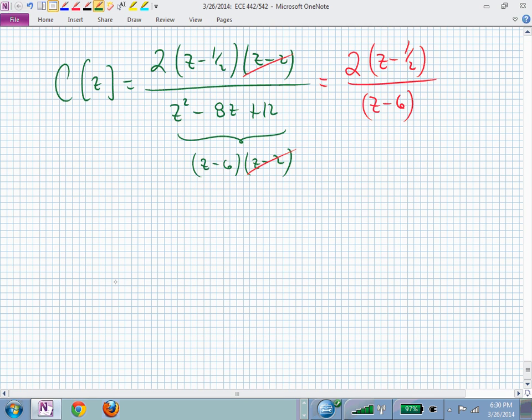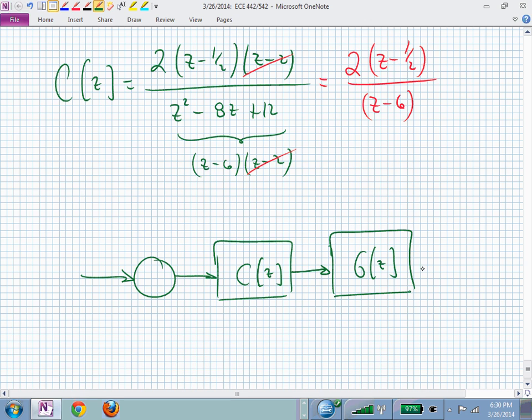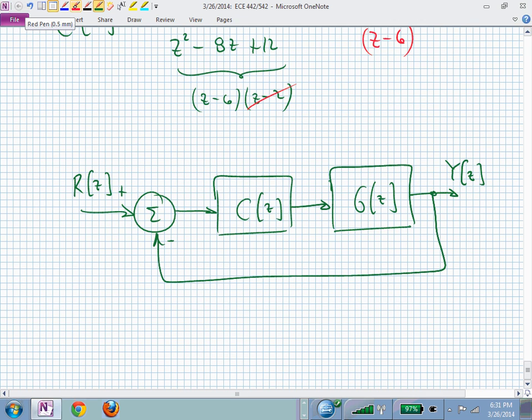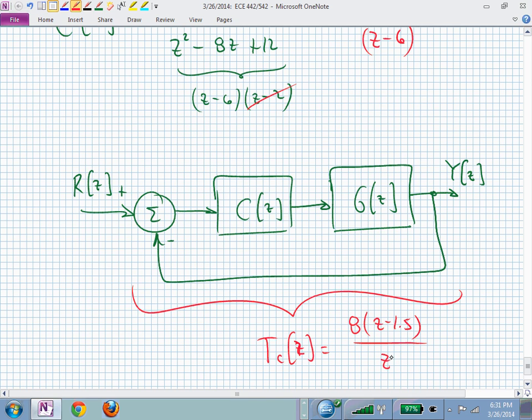configuration by design, here is our C of Z, here is our G of Z. By design, we've now said that this closed loop combination effectively looks like T sub C of Z, which is (8Z minus 1.5) over Z squared.